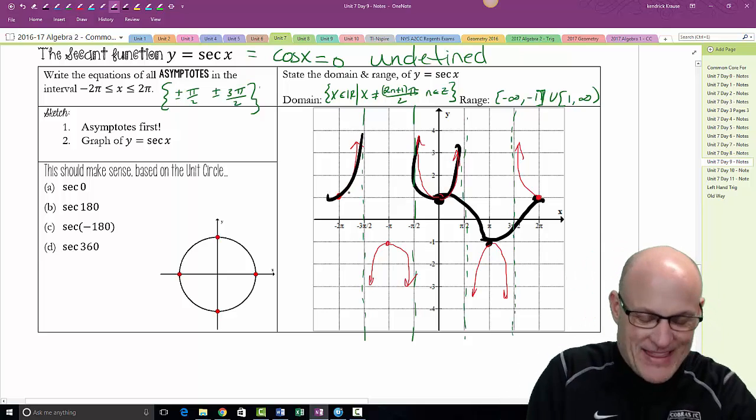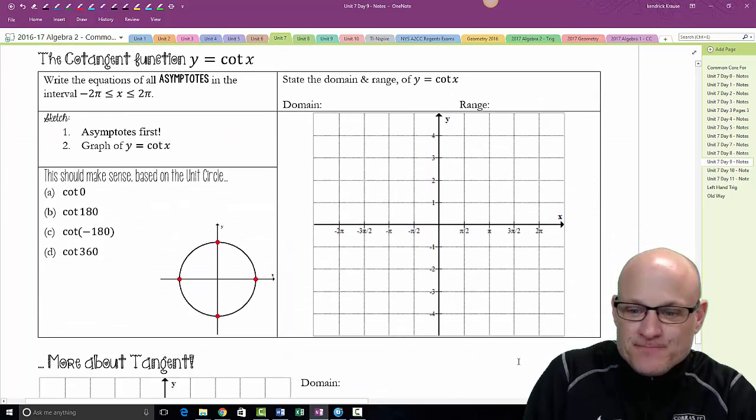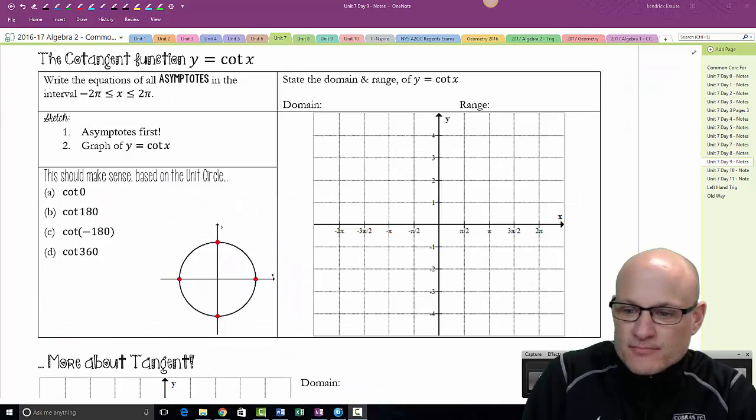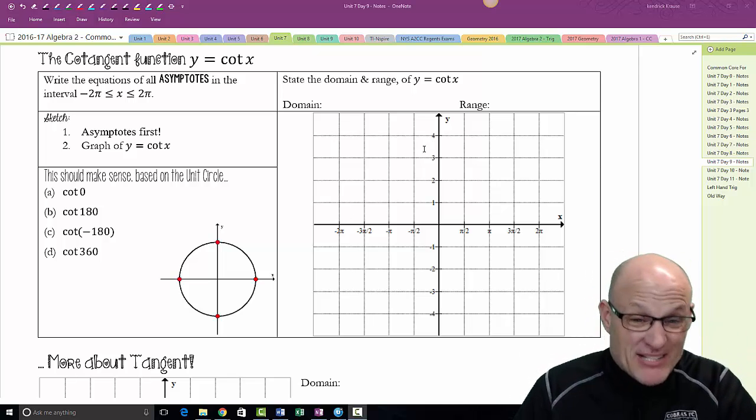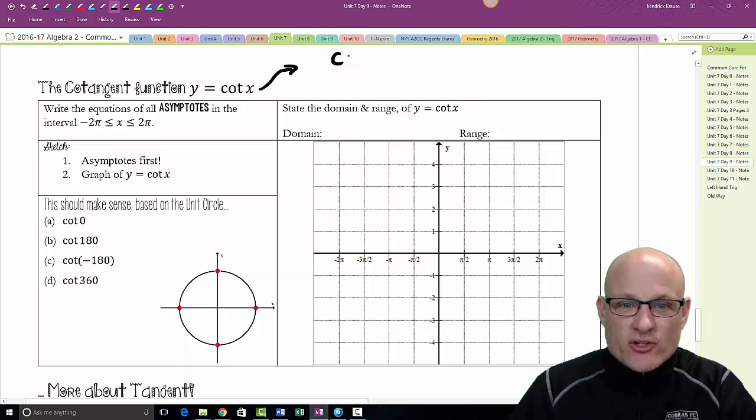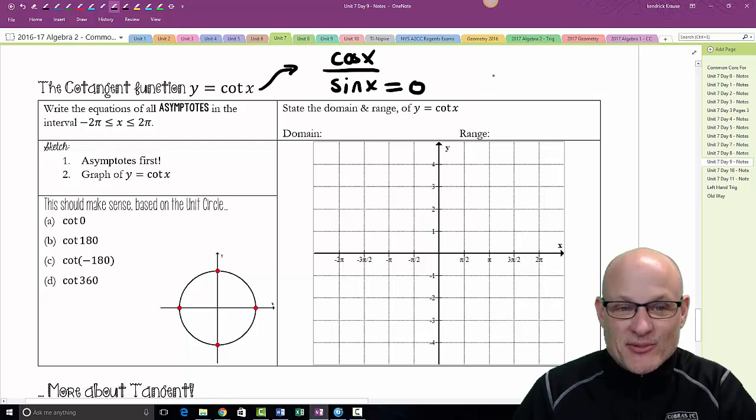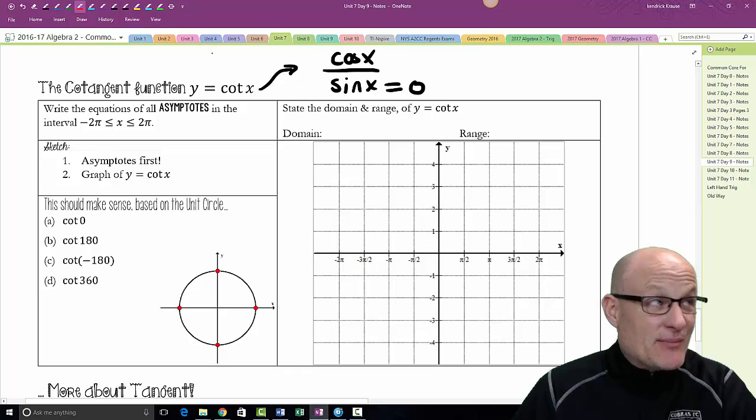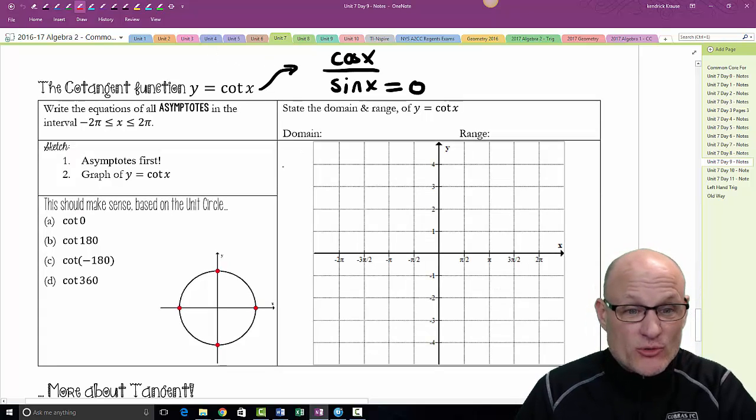All right, we got one left, and that is our favorite, cotangent. Much like tangent, cotangent also has asymptotes, and all of these have asymptotes because they all have a denominator. So this is cosine x over sine x. So wherever sine x equals 0, we have asymptotes. Those were the same as cosecant, right? Do you remember cosecant? Cosecant had asymptotes at 0, plus and minus pi, plus and minus 2 pi.